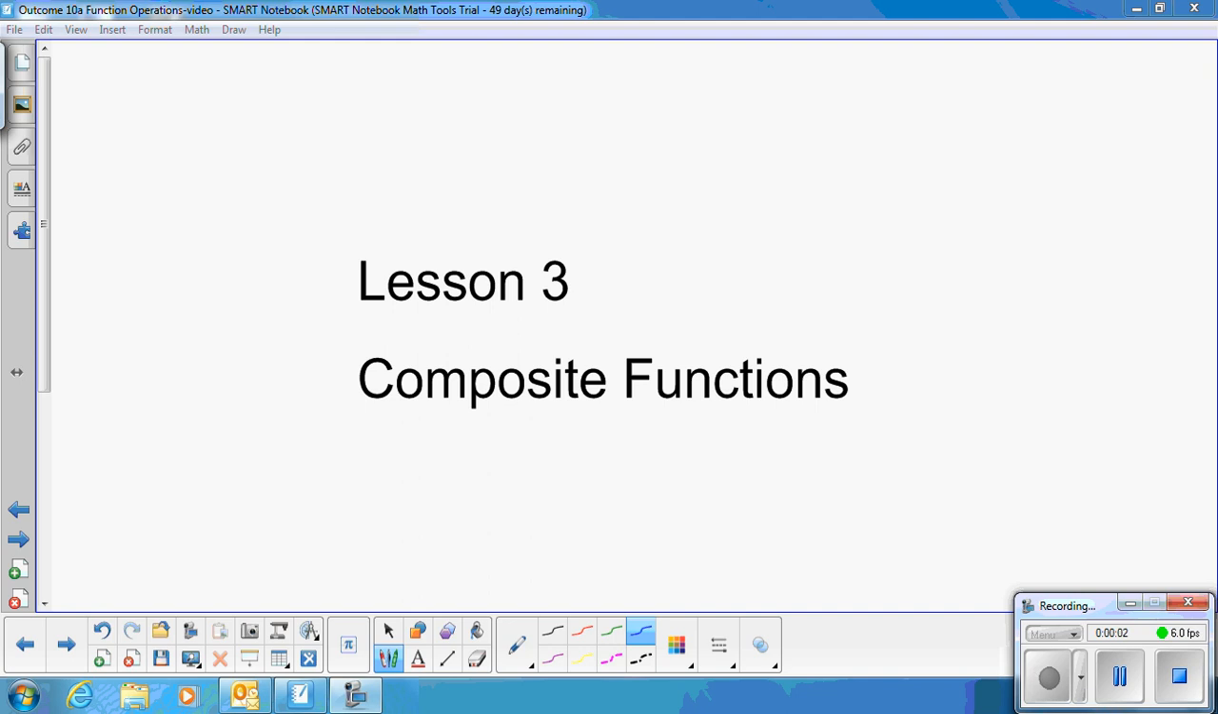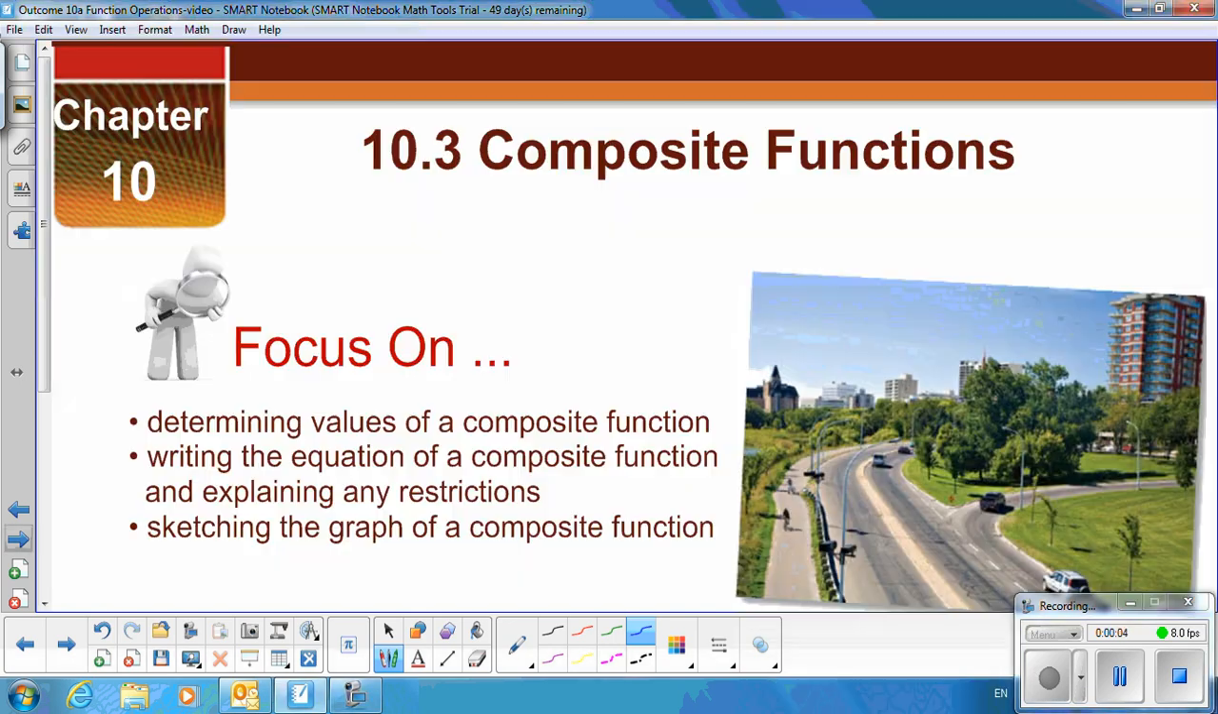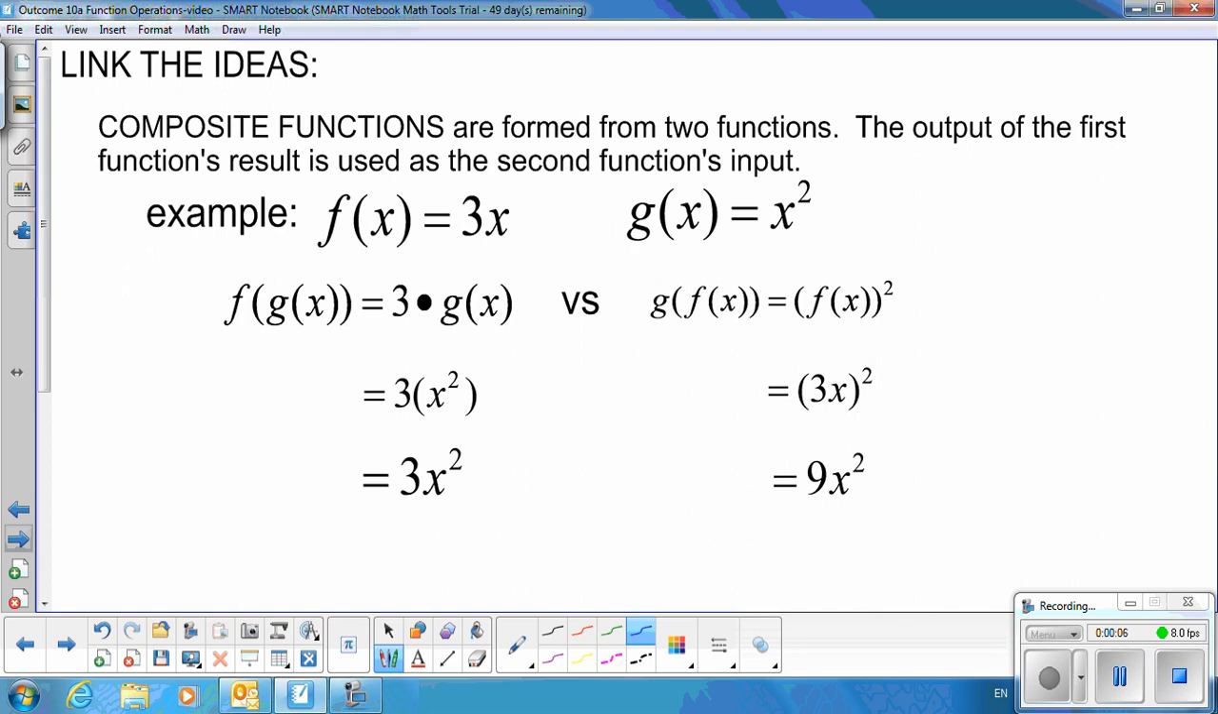Lesson 3, Composite Functions. Composite functions are formed from two functions. The output of the first function's result is used as the second function's input. So for example, if we have f of x and g of x, we're writing f of g of x.